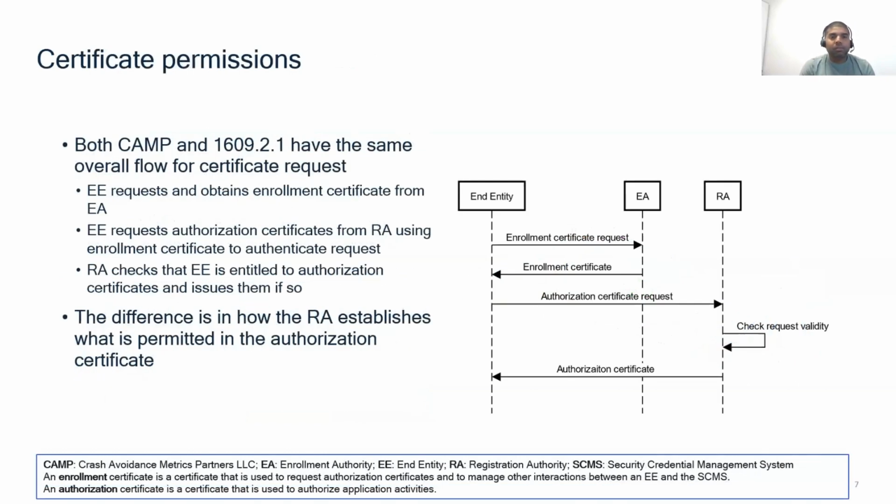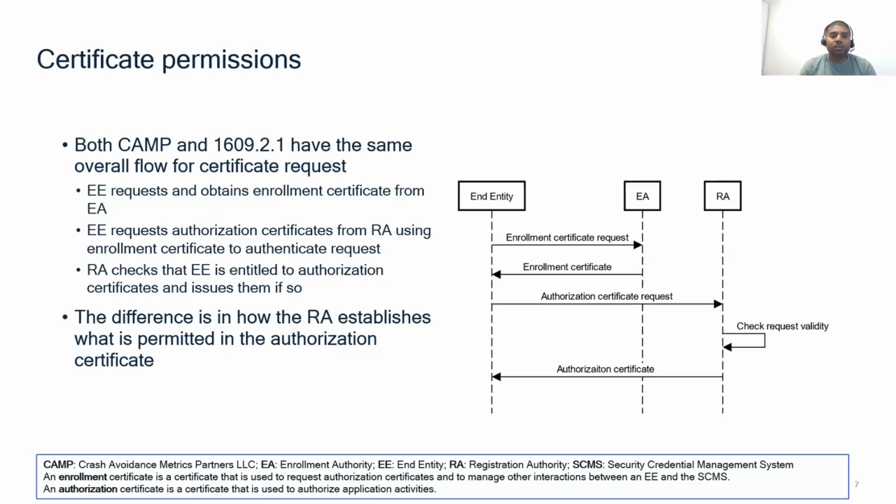So moving on to the next topic of certificate permissions. Here, both the CAMP and the 1609.2.1 spec have the same overall flow for certificate request. At a high level, an enrollment certificate is a certificate that is used to request authorization certificates and also to manage other interactions between an end entity and the SCMS. On the other hand, an authorization certificate is a certificate that is used to authorize application activities.